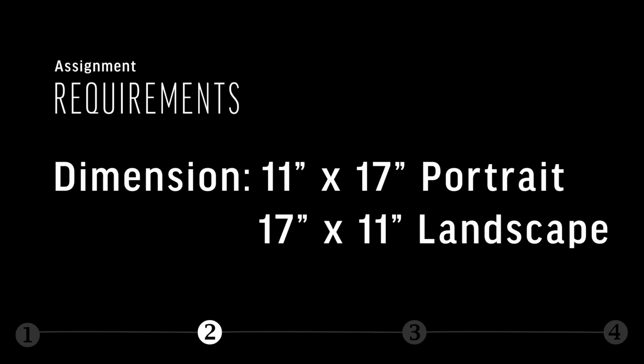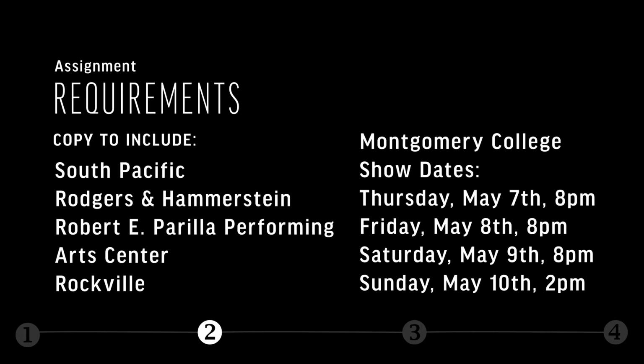Here are the requirements for making the poster. Dimension: it's tabloid size, 11-inch by 17-inch or 17-inch by 11-inch. Copy to include: you need to include pertinent information about the musical, like title, location, and show dates.